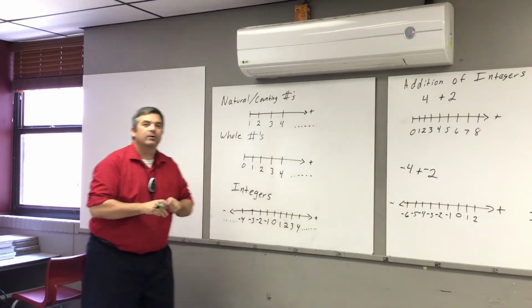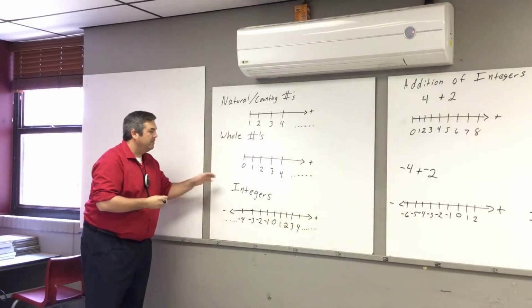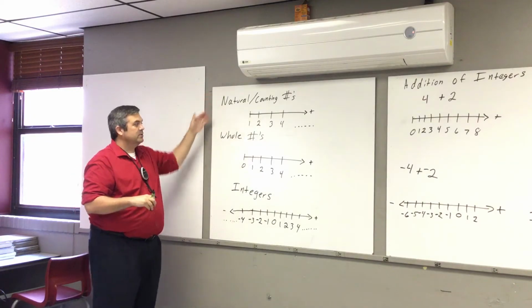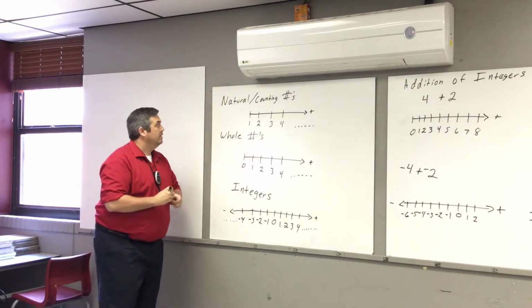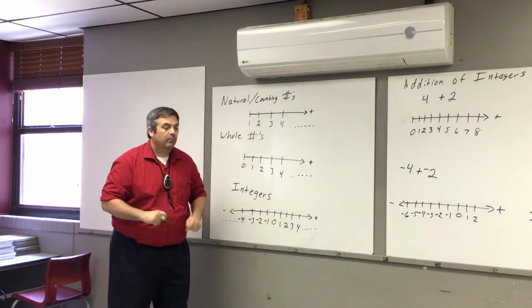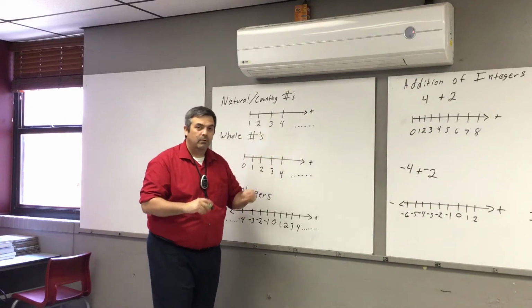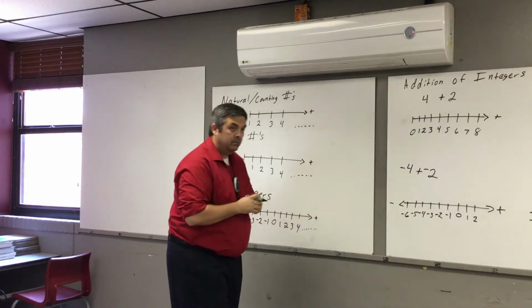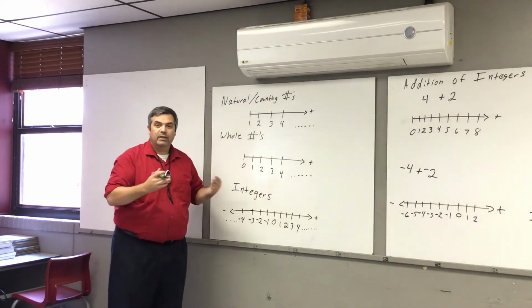All right, today we're going to talk about integers. But before we talk about integers, we have to make sure that we understand what natural and counting numbers are and whole numbers are. Okay? Natural and counting numbers are just how you would naturally count. 1, 2, 3, 4, so on and so forth. And it keeps going. Those are all positive numbers, okay? And it starts at 1 because that's how you naturally count.